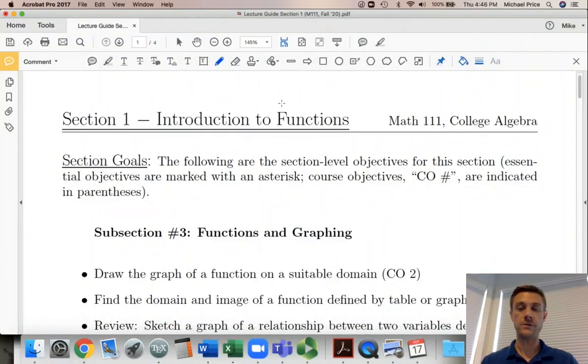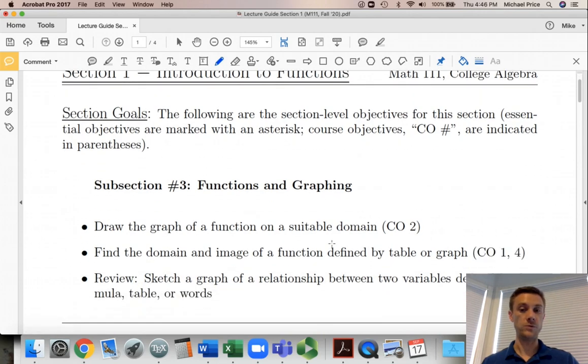Welcome back. We are still talking about section 1. It's kind of the section that never dies, but there's a lot about functions here. So we are on to subsection 3, which has a focus on graphing. So we will be looking at how to draw the graph of a function on some suitable domain.